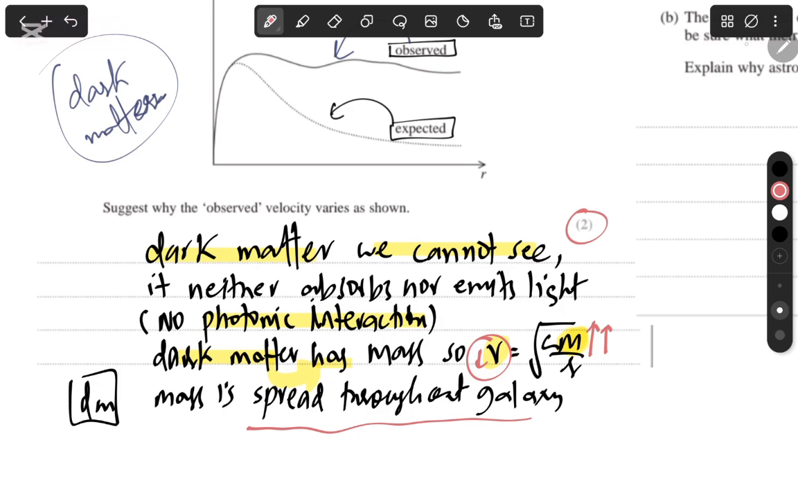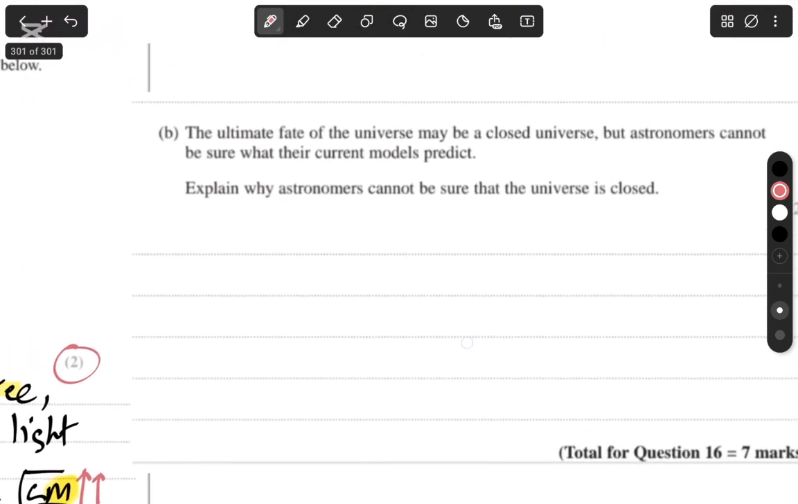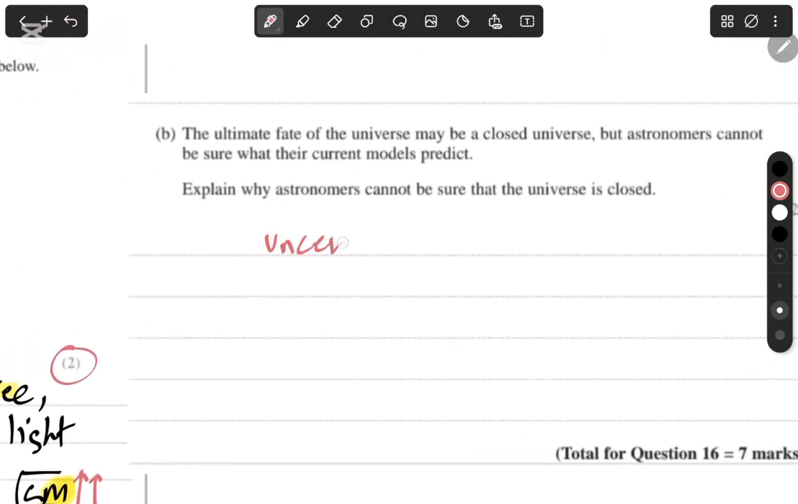Let's move on to the next question now. So here we have the next question. This is also done in the playlist videos. The ultimate fate of the universe may be a closed universe, but astronomers cannot be sure what their current models predict. Now, it says why astronomers cannot be sure. It's because, like we saw, we don't know the mass of the universe. We are uncertain about the mass of the universe, right?